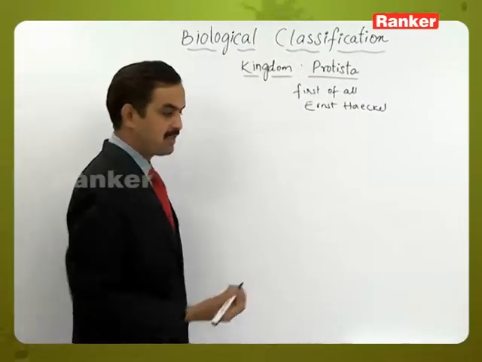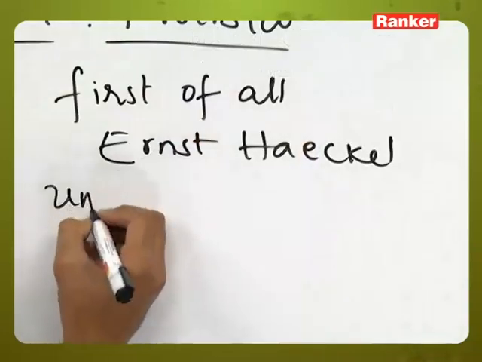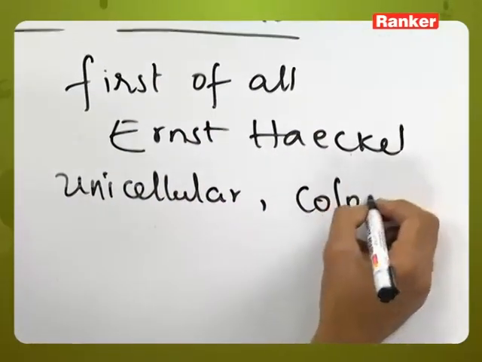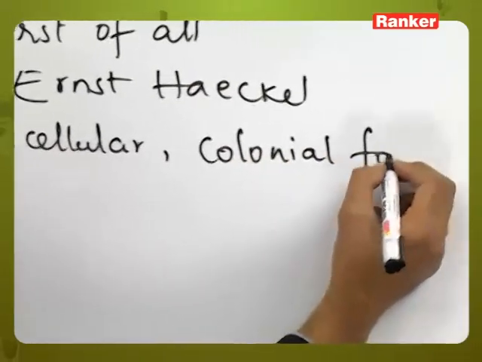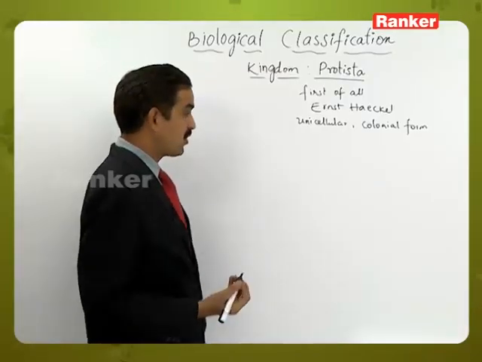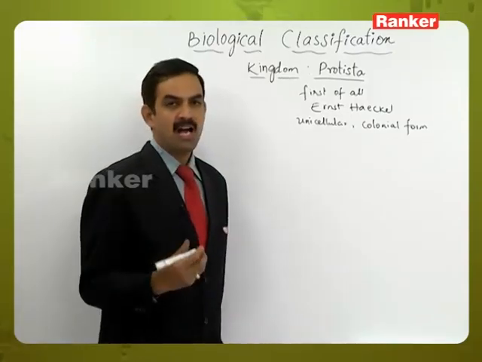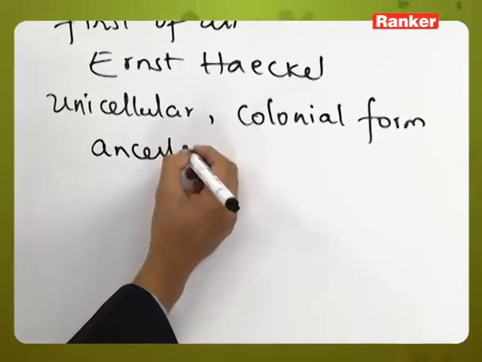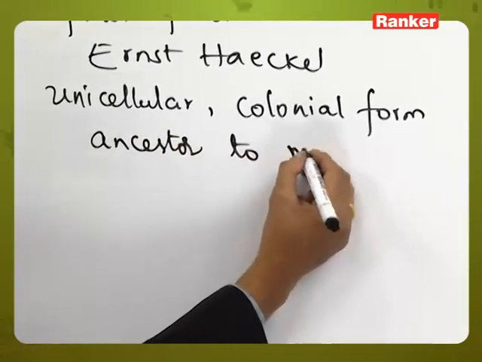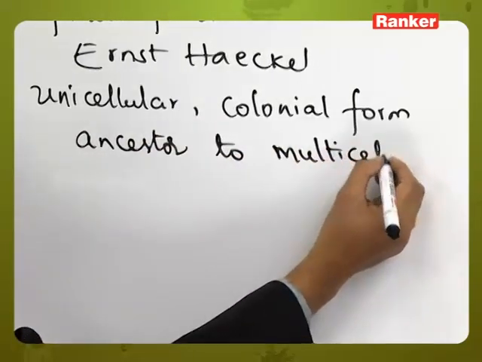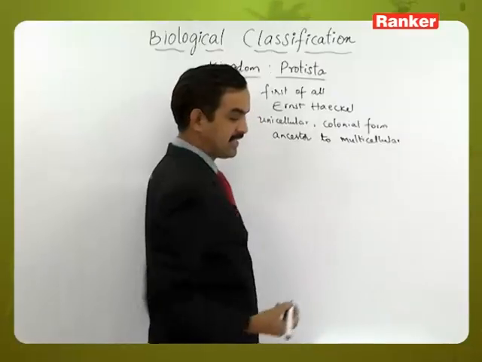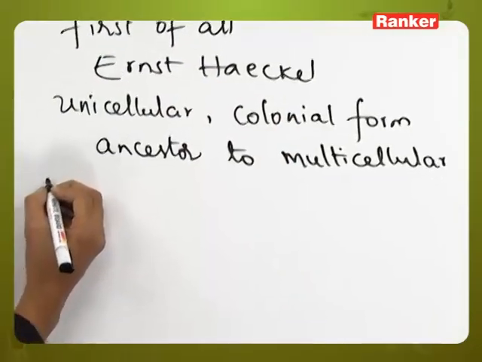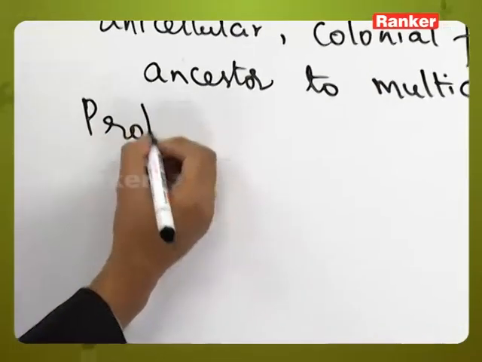These are the ones which exist in the unicellular form or in the colonial form, and mostly they exist in unicellular form. These are considered to be the ancestors of the immediate multicellular forms of living organisms. That is the reason why scientists nowadays have made a group called Protoctista.